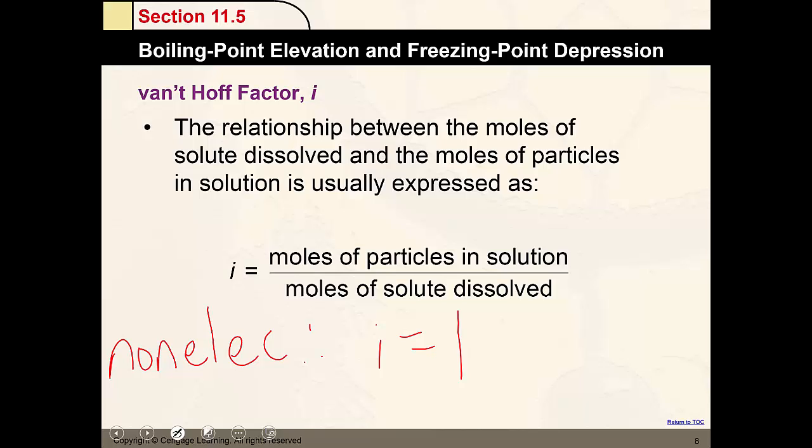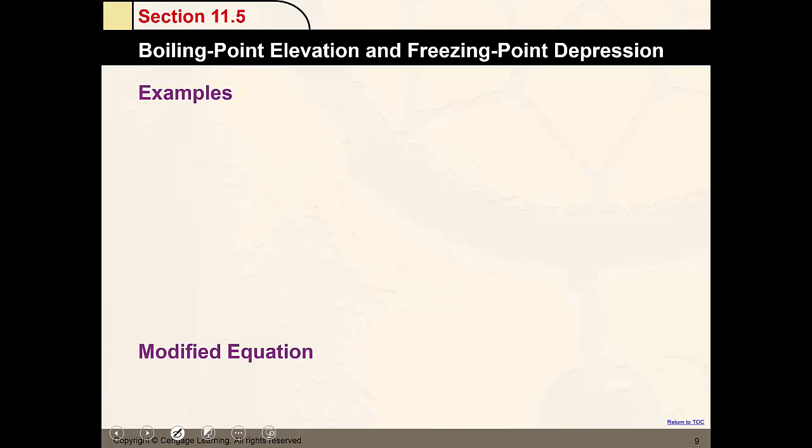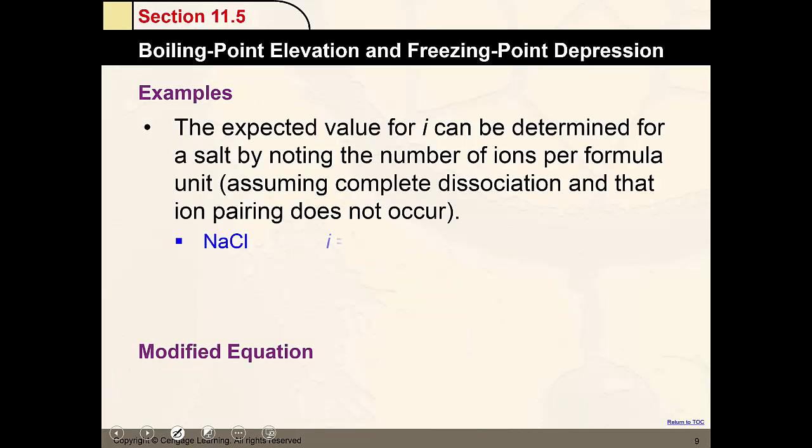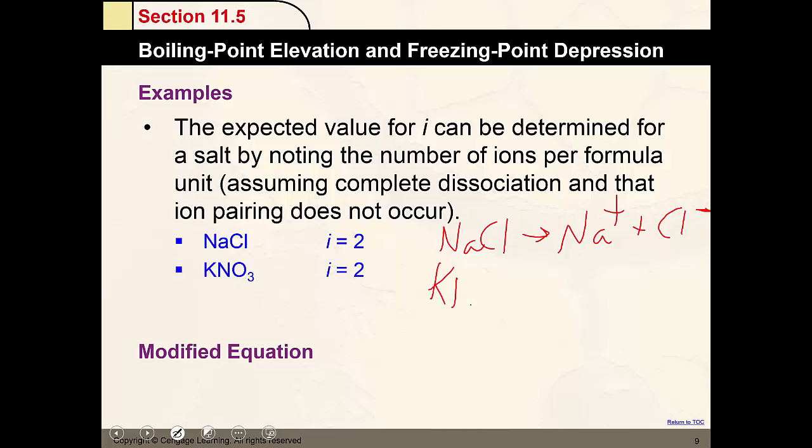However, i is not equal to 1 for ionic compounds since they dissociate and break apart in solution. So for example, something like salt, sodium chloride. When it dissociates, when it breaks apart, NaCl breaks apart into Na+ and Cl-, so it breaks apart into 2 ions. Therefore, its Van't Hoff factor i equals 2. Same thing with KNO3, even though it contains a polyatomic ion, when KNO3, potassium nitrate, dissociates, it breaks apart into K+, the potassium ion, and the nitrate ion, NO3-.